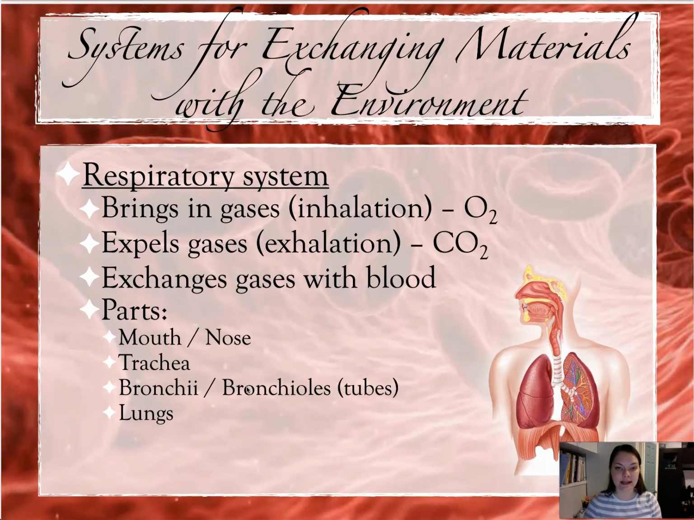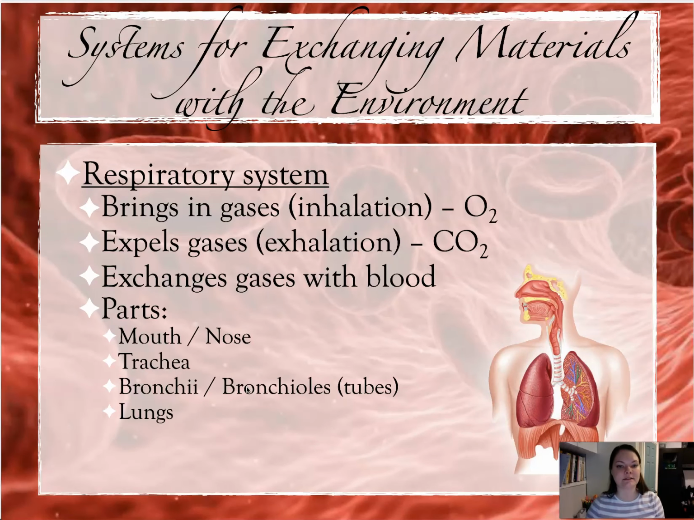The second organ system that is going to be important for exchanging material with the environment is the respiratory system, and this is all about bringing in oxygen and getting rid of carbon dioxide. So again, for both of those, we're thinking about cellular respiration. Oxygen is going to be needed during the electron transport chain. Carbon dioxide is going to be produced from the breakdown of glucose into carbon dioxide during glycolysis and the Krebs cycle.